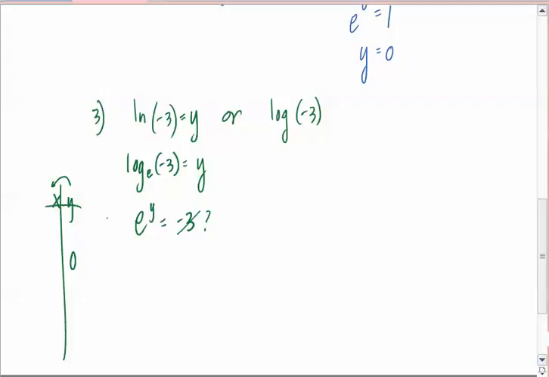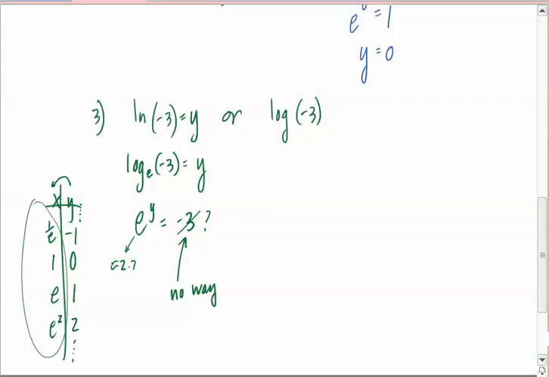So if it's e to the 0 power, and remember, e is just a number. It's approximately 2.7. So it is an actual number. It's not a variable. Kind of like pi. Okay, so that number to the 0 power is going to be a 1. That number to the -1 power is going to be 1 over that, which is just a really tiny fraction. That number to the first power is going to be e. To the second power is going to be e squared, and on and on and on this way, and on and on this way. Am I ever going to be able to get this to be a negative number? Absolutely not. So right here, we're going to say no way. There's no way that can happen.